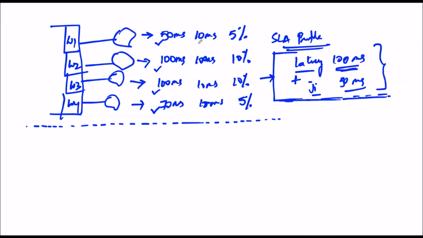Now, if I look at these interfaces, this one has 10 milliseconds, this has 100 milliseconds, this has 10 milliseconds, and this has 100 milliseconds. So these two WAN circuits are not meeting our criteria. Within our SLA profile, we did not even mention the packet loss information.